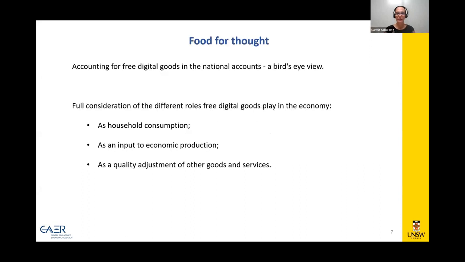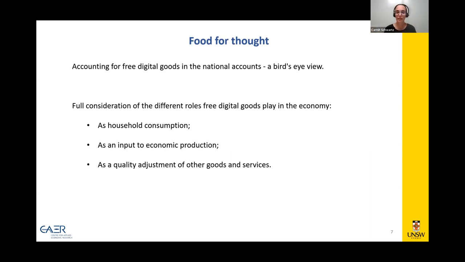So I will just end the discussion by offering a bird's eye view on how we should account for free digital goods in the national accounts. And in particular, I think that statistical agencies should take one step backwards and take full consideration of the different roles that free digital goods can play in the economy. As I see it, there are three different roles that free digital goods can play in the economy.